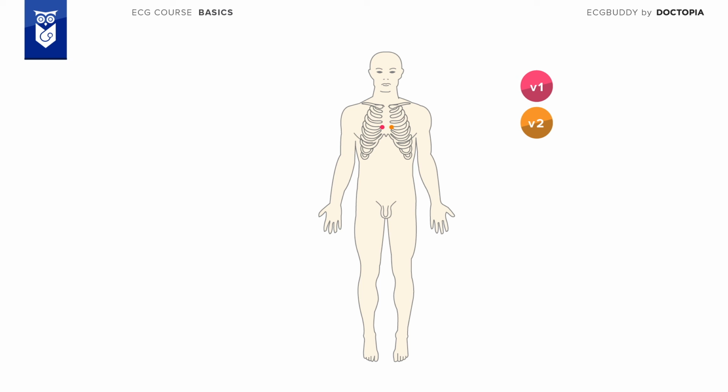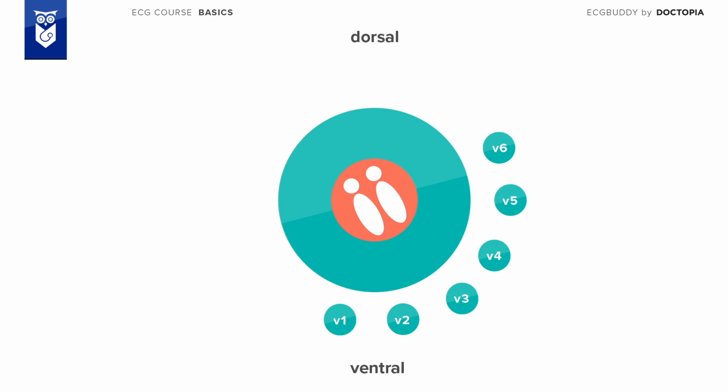V1 and V2 are placed in the 4th intercostal space to the right and left of the sternum. V4 is placed in the 5th intercostal space and in the midclavicular line. V3 is placed between V2 and V4. V5 is placed at the same height as V4, but at a more lateral position in the anterior axillary line. V6 is placed at the same level as V4 and V5, but at a more lateral position in the mid-axillary line. In certain clinical situations, additional precordial leads are used.